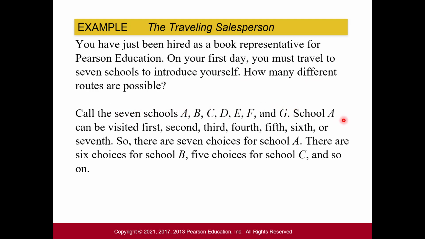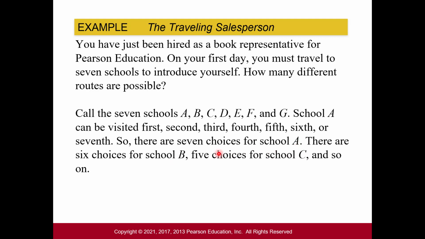And then school A can be visited first, second, third, fourth, or all the way up to 7th. So there are 7 choices for school A, like when you will visit it on your route. There are 6 choices for school B, 5 choices for school C, and so on, because once you've visited a school, you're not going to revisit it.